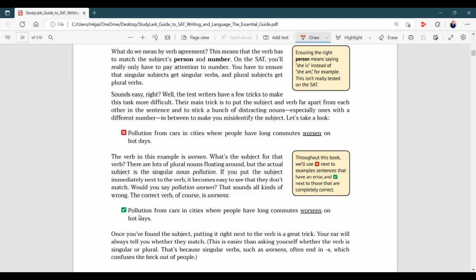So pollution from cars in cities where people have long commutes worsens on hot days. How can we divide this sentence into two parts? Where is the subject part? Where is the predicate part? Yes, Muhammad Wael. The subject part is from pollution till commutes.